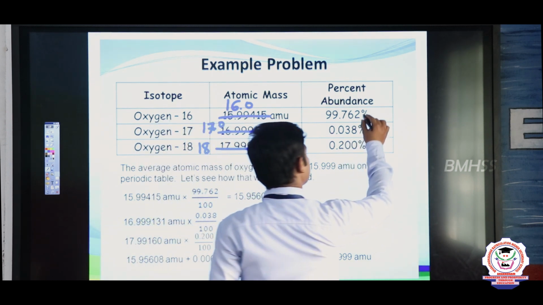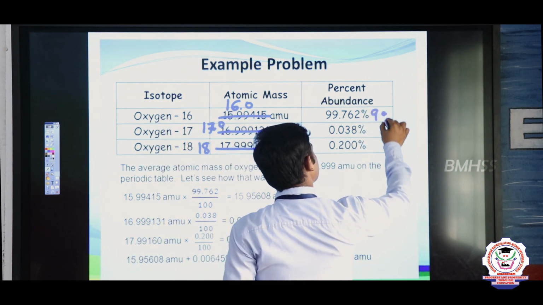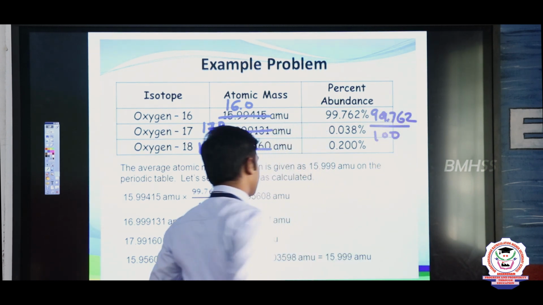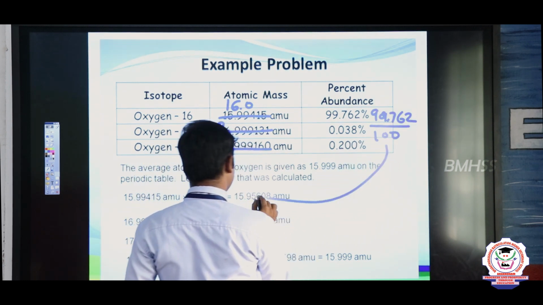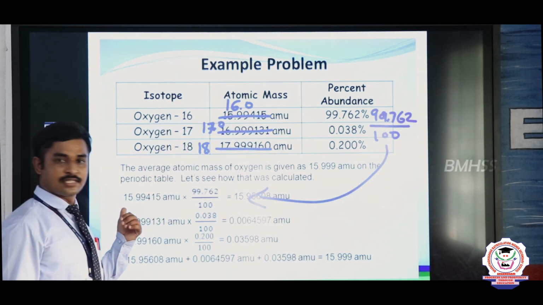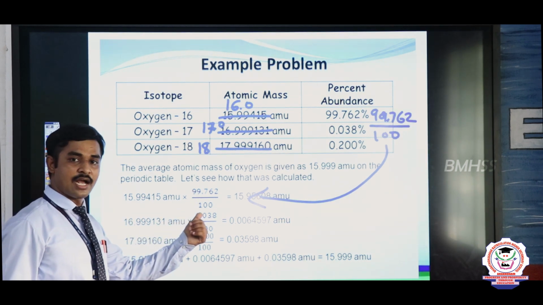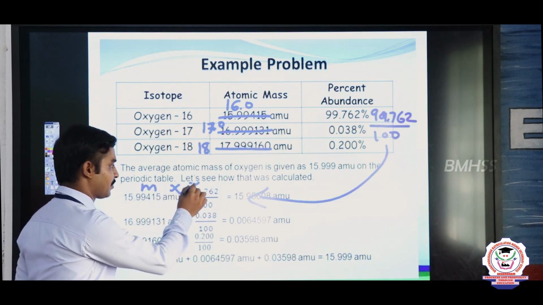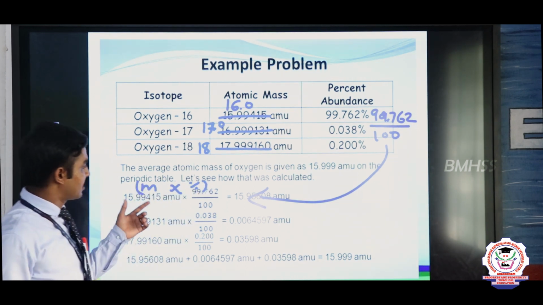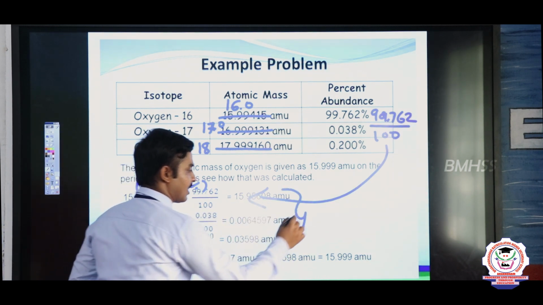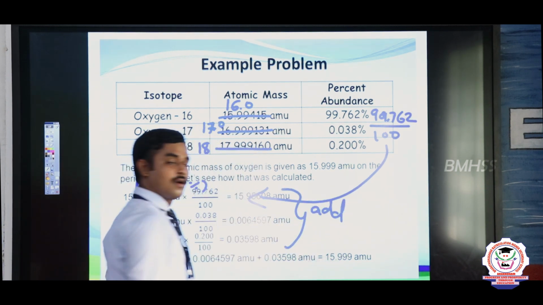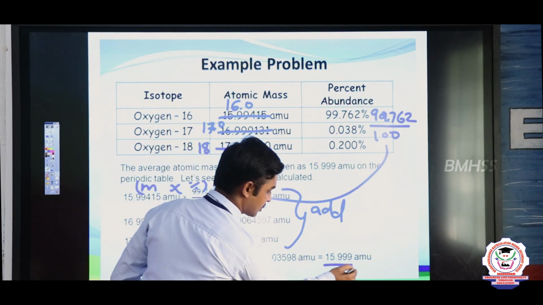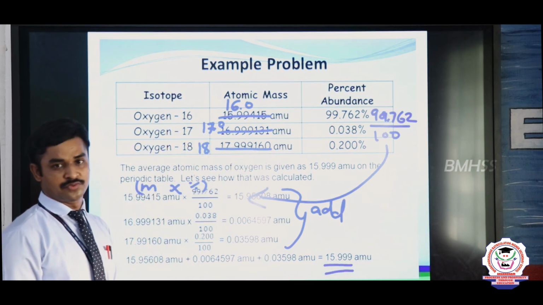We write the percentage by dividing it by 100. So when I write this in the problem, I write the answer as divided by 100. The mass is multiplied with the percentage. After getting the values, we add the values to get the average atomic mass. So the values are added and finally the average atomic mass 15.999 AMU is obtained.